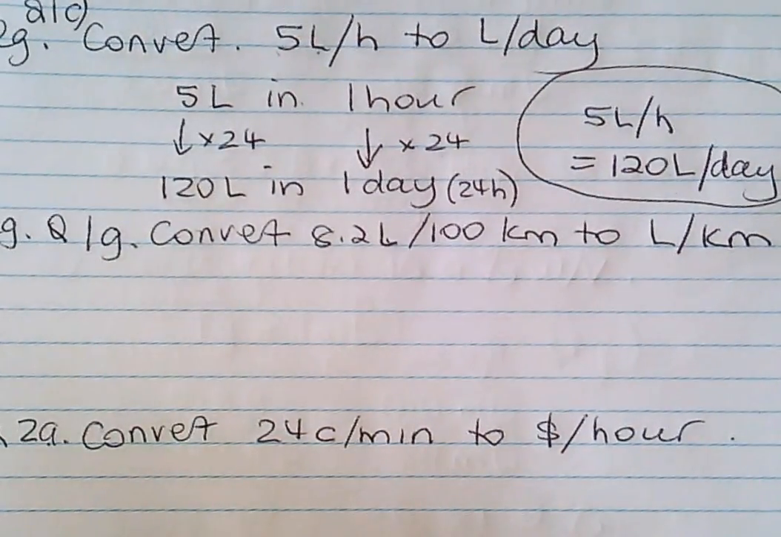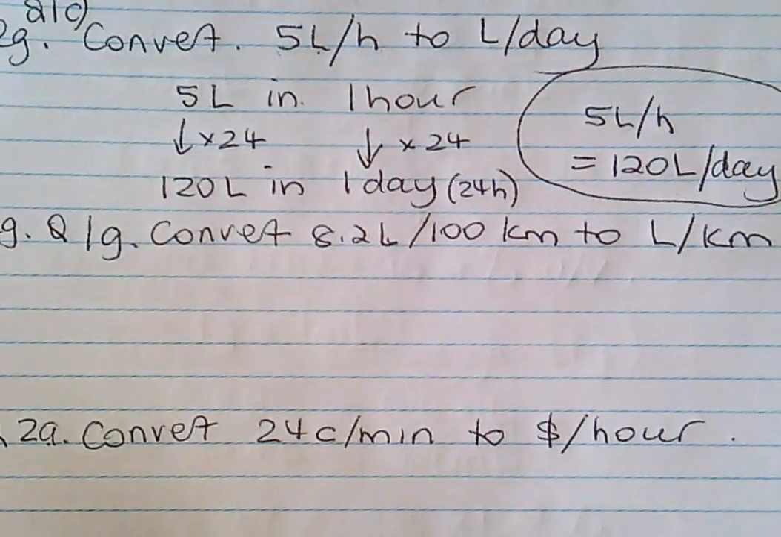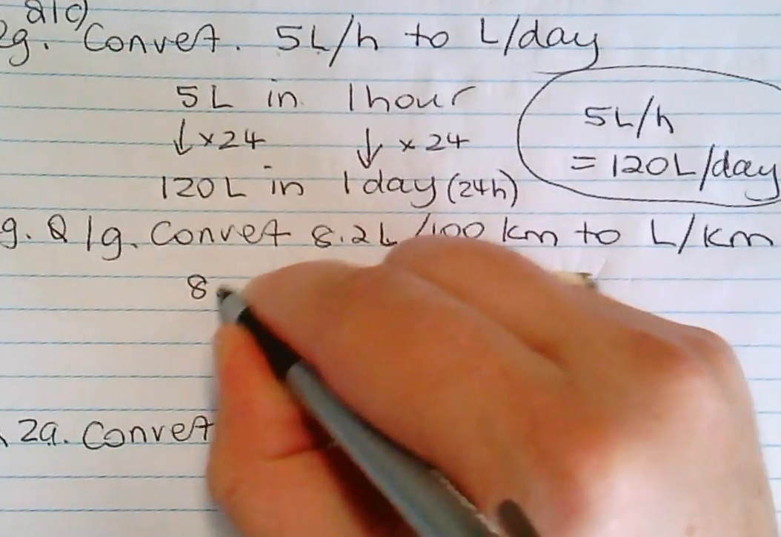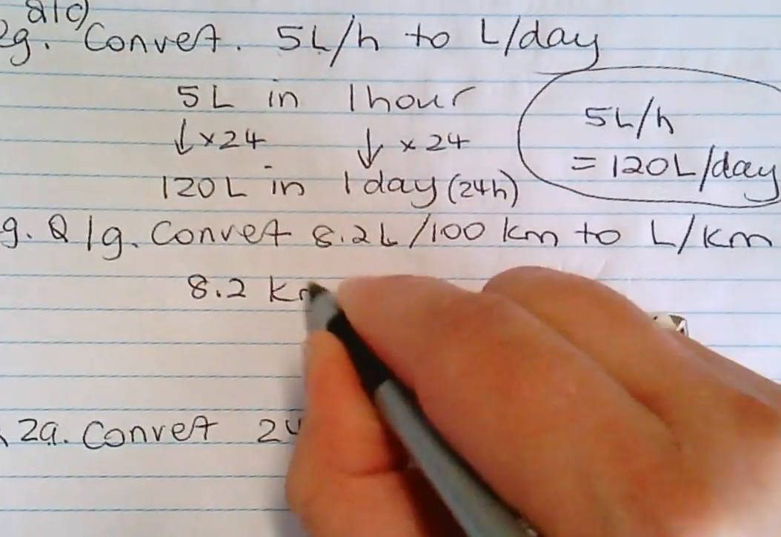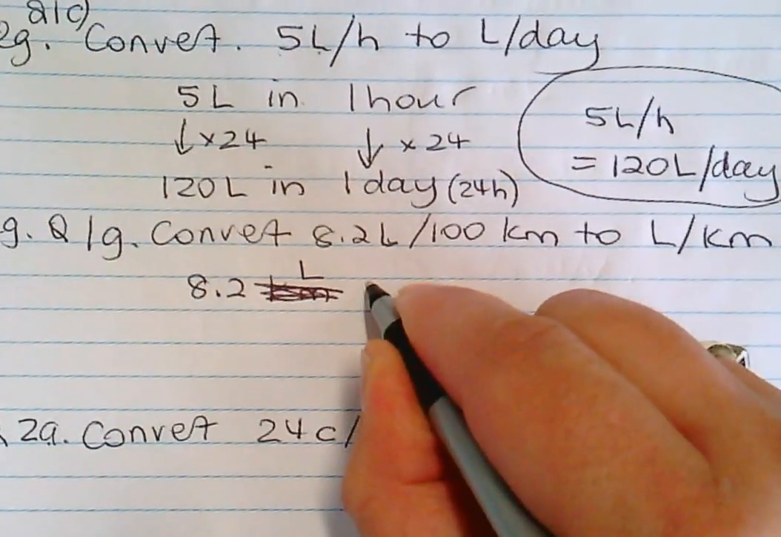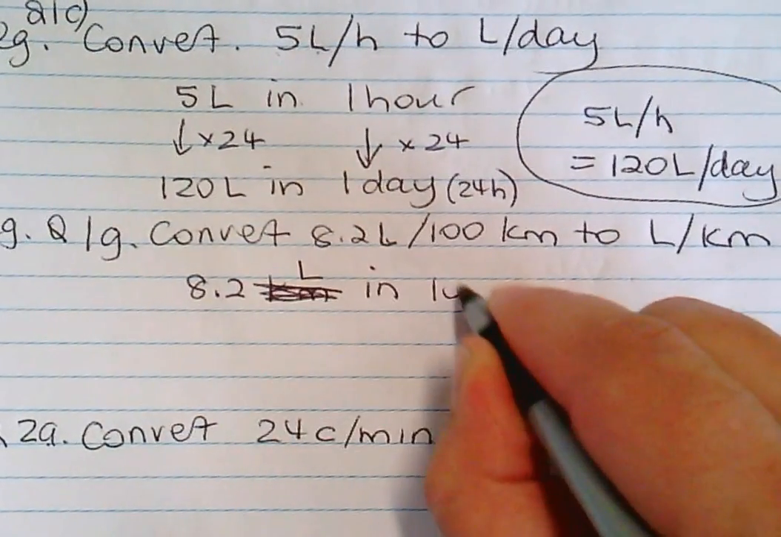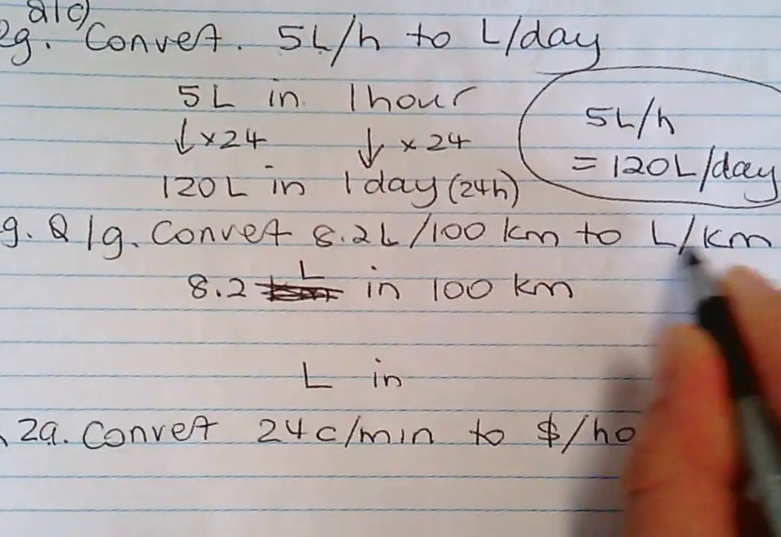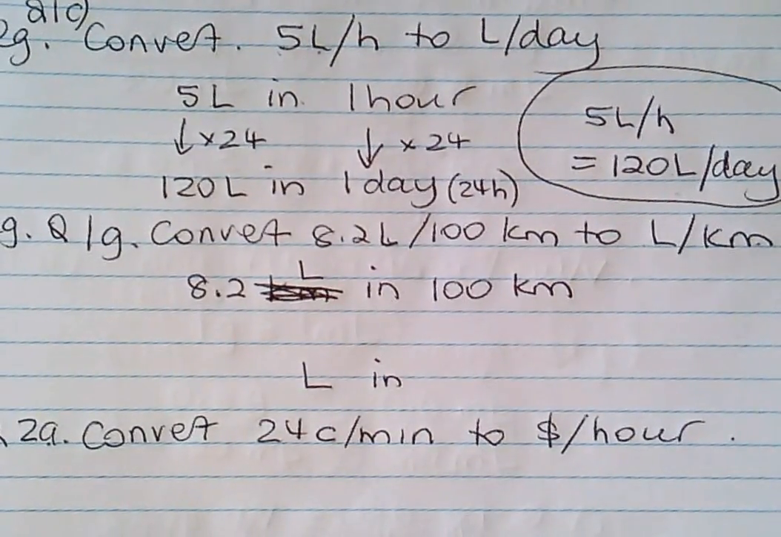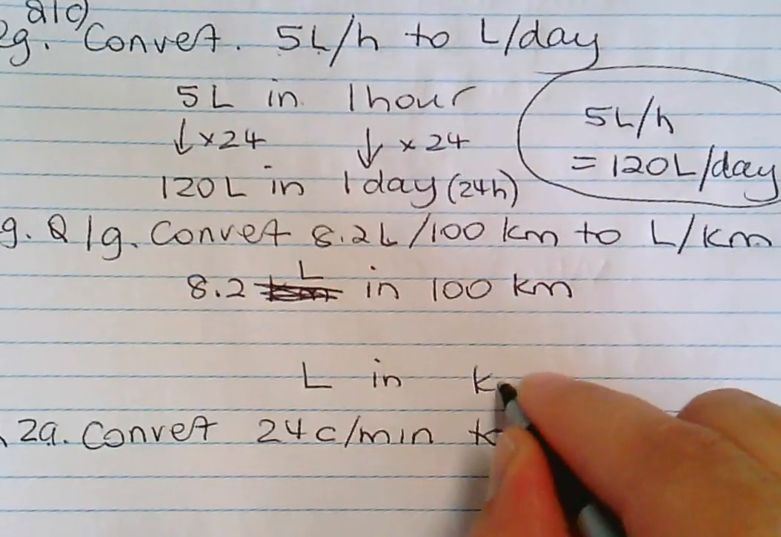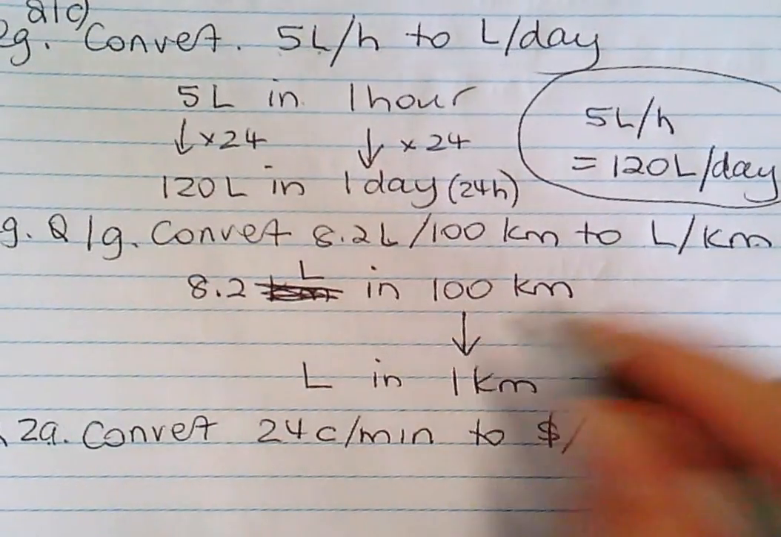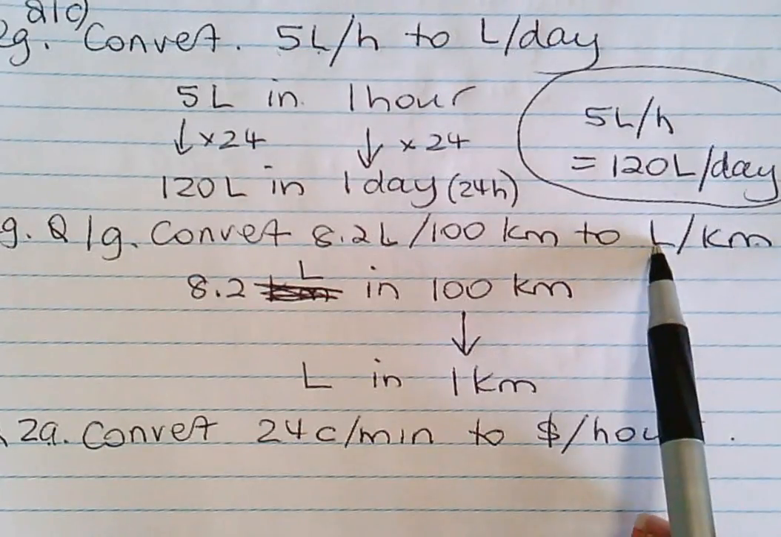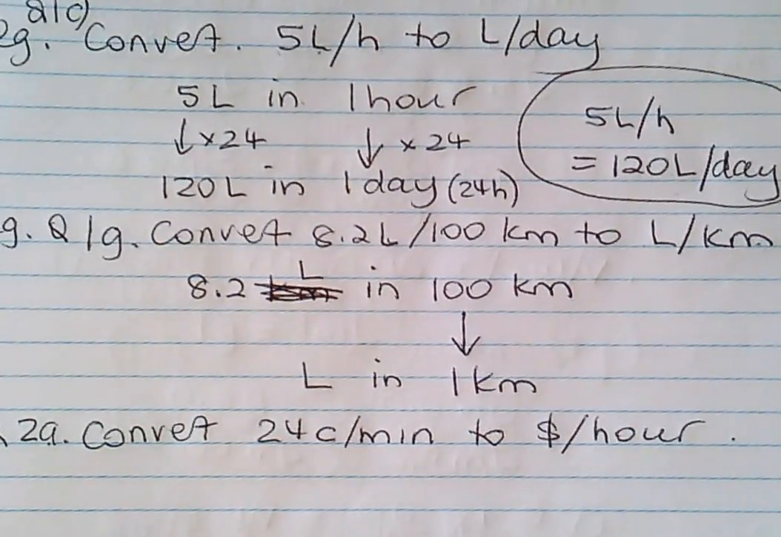All right, the next one. Convert 8.2 litres per 100 kilometres to litres per kilometre. A lot of people get confused with this type, but if you write it out as what it is, 8.2 litres per 100 kilometres means 8.2 litres in 100 kilometres. What units do you want? Litres per kilometre means litres per 1 kilometre. So you need litres in 1 kilometre. Rates are always per 1 of the second unit.